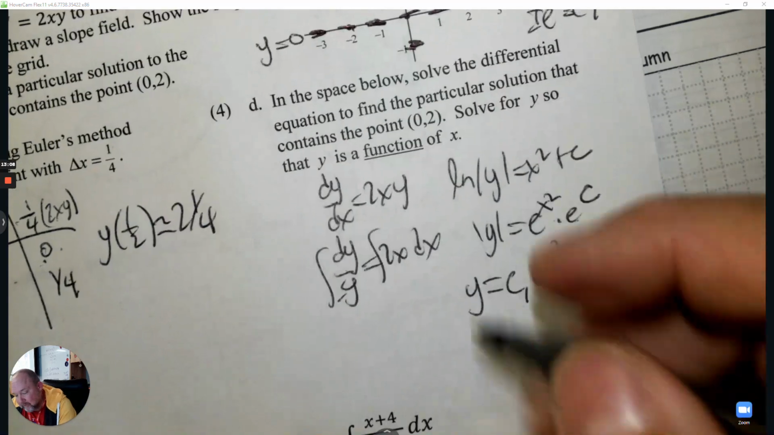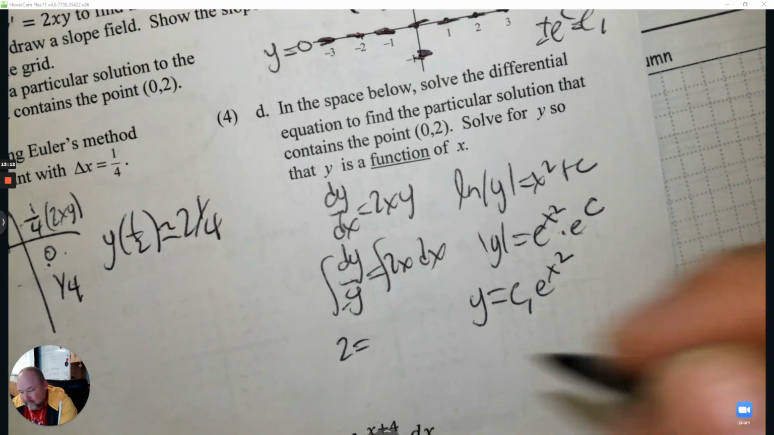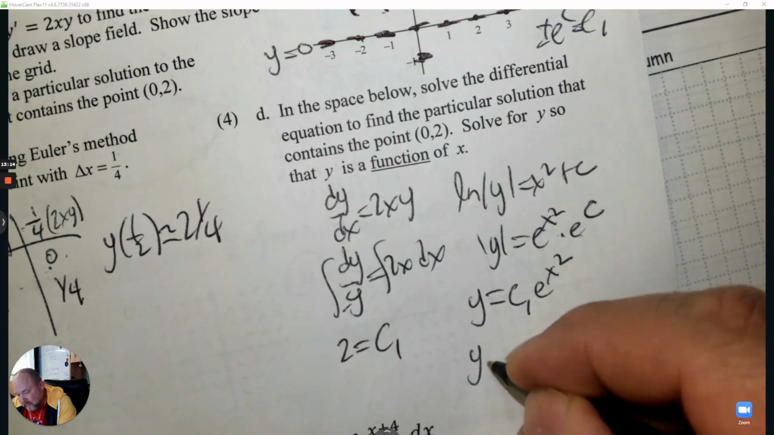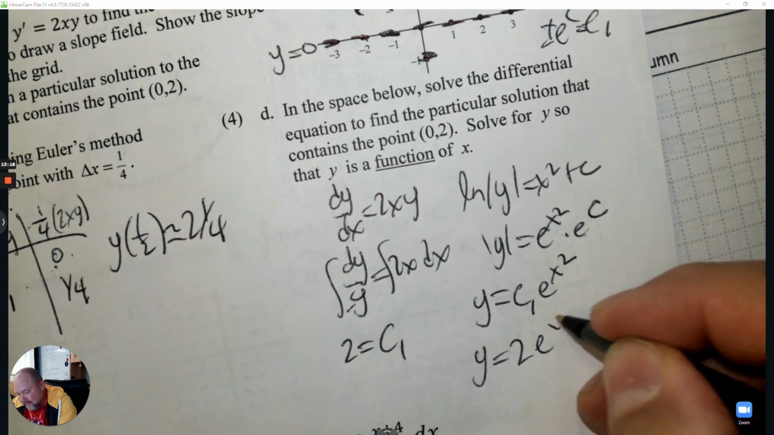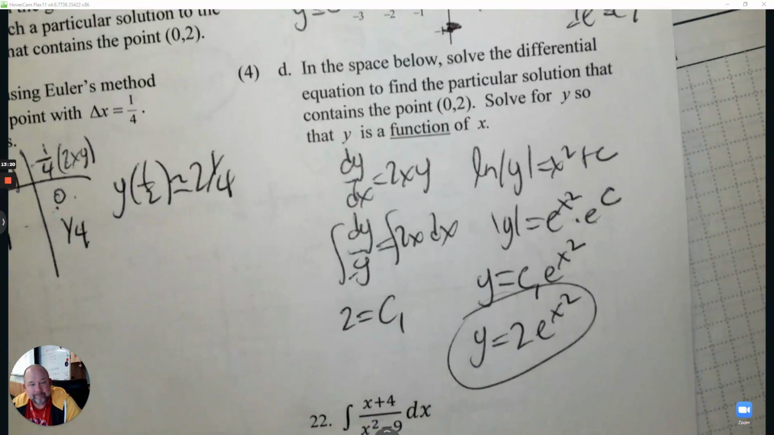Then plug in (0, 2). So it's equal to 2. When I plug in 0, e to the 0 is 1. So that means c1 is just equal to 2. So the answer is 2 times e to the x squared. Done. And that's what it would look like.